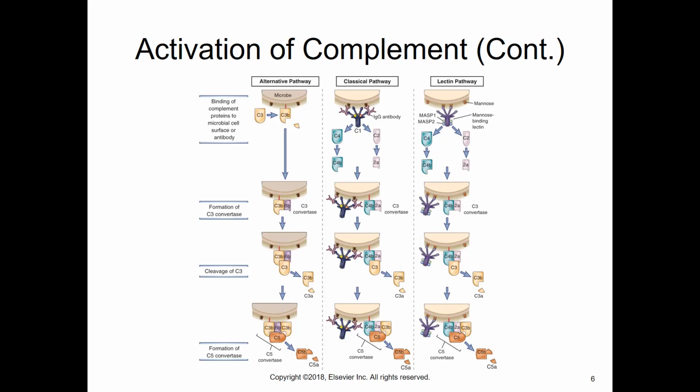So if you go to the next paragraph, the complement cascade reaches its full amplitude at the C3 stage, which represents the heart of the system. The C4b2a complex, which is the classic pathway C3 convertase, activates C3. And that's really all you need to know. Activates C3.